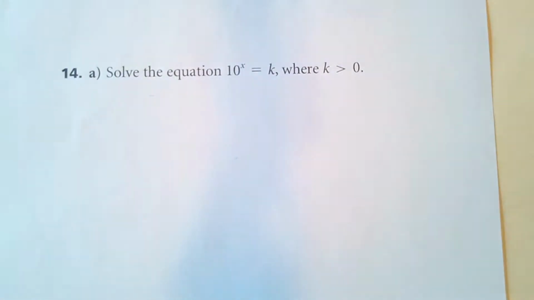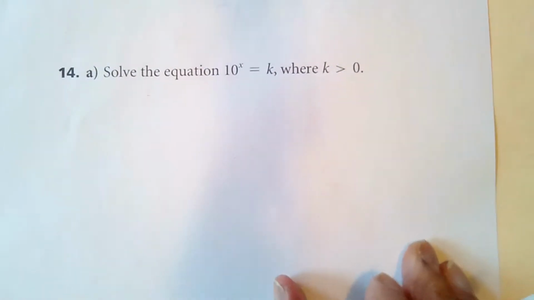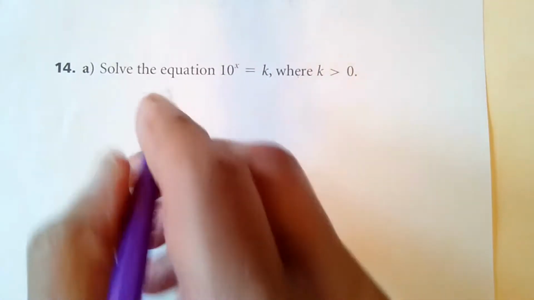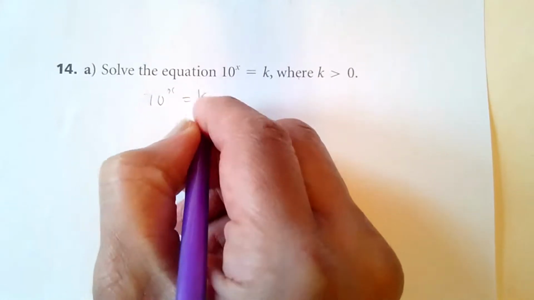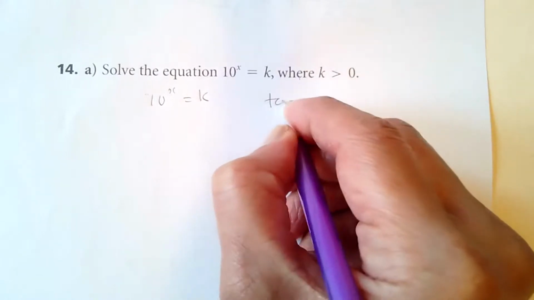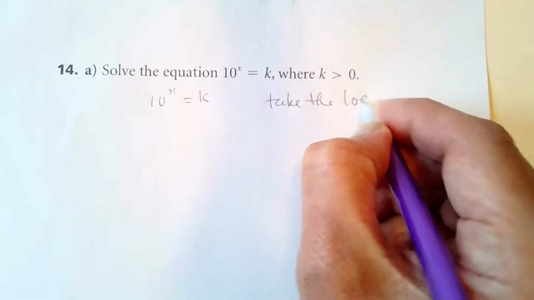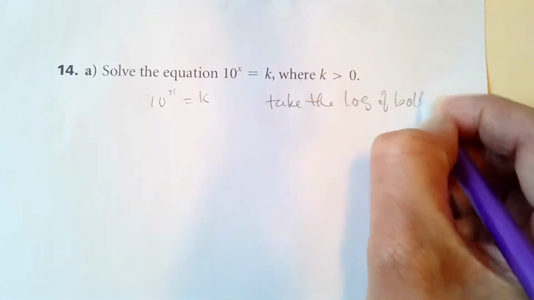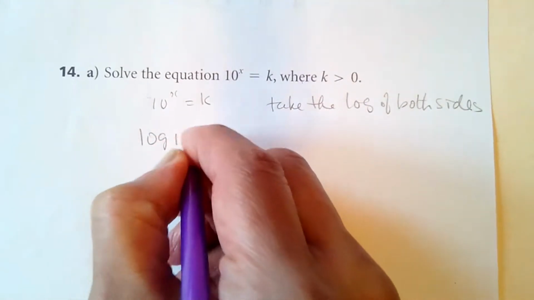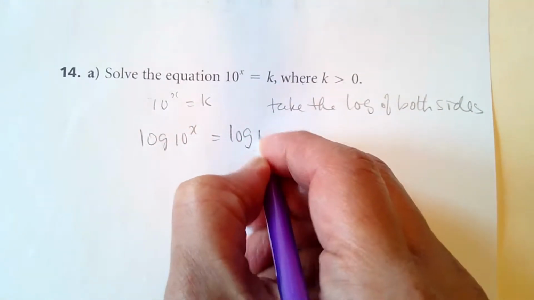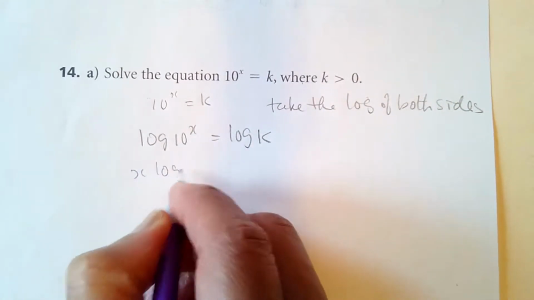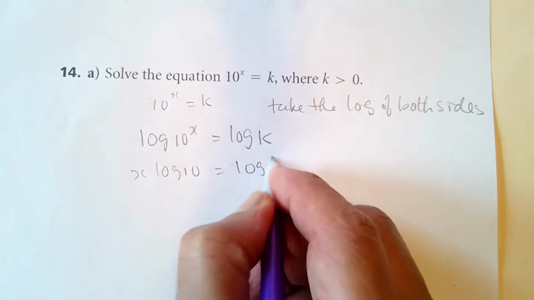Here you're asked to solve the equation 10 to the x equal k, where k is greater than 0. So we have here 10 to the x equal k. Now take the log of both sides. So we have log 10 to the x is equal to log k. Use our power law. You have x log 10 is equal to log k.